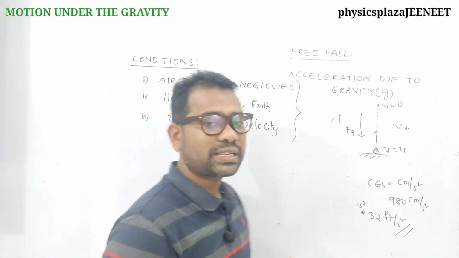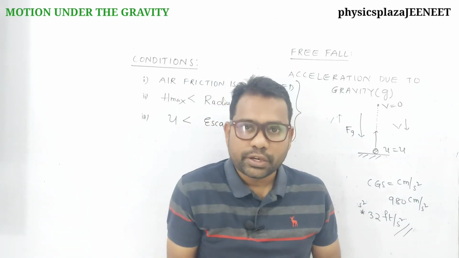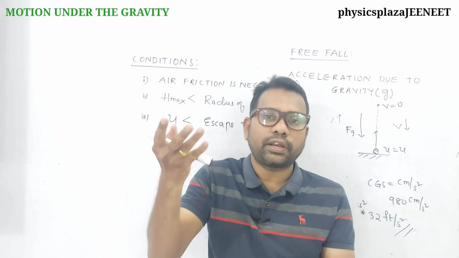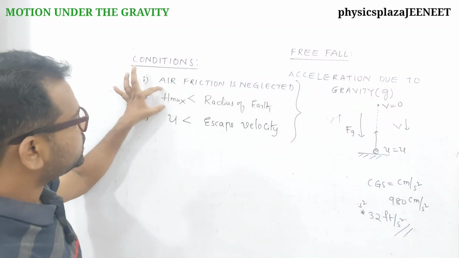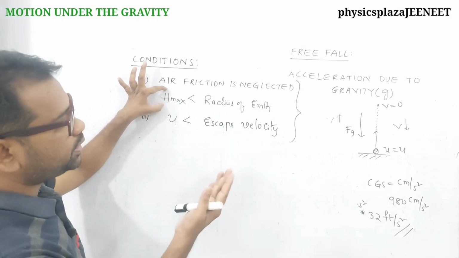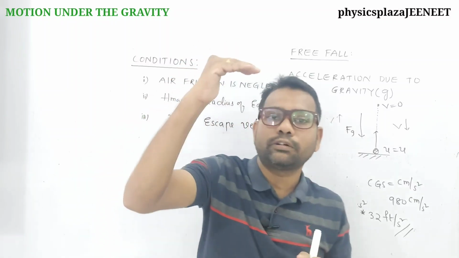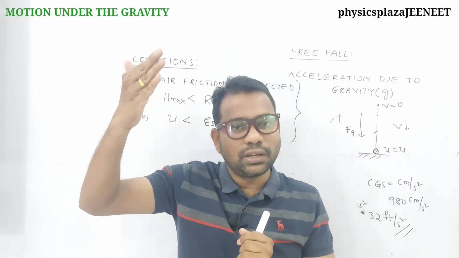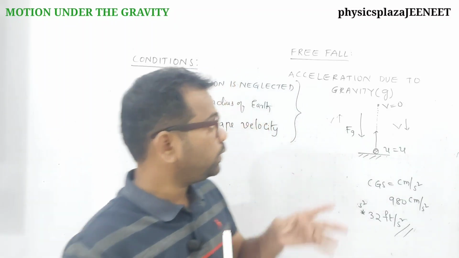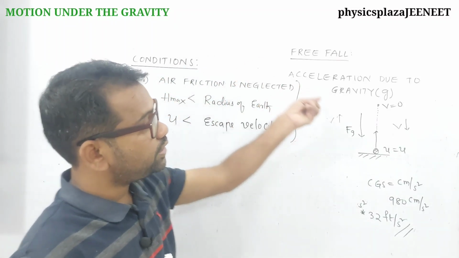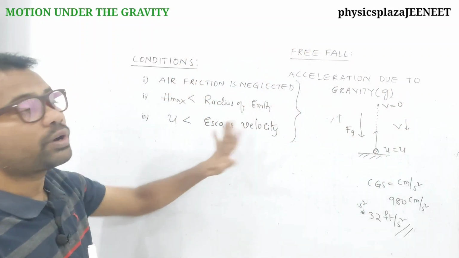What is the escape velocity, children? 11.2 km per second. So whenever I am throwing a body vertically upwards, make sure that it does not go beyond that value, not even near that. And why have we taken this second condition, that the maximum height reached by an object thrown vertically upward should be less than the radius of Earth? Because only up to a certain height does the g value remain constant. Beyond that, with altitude, the g value changes. So throughout our discussion, the g value must be constant. That is possible only when we consider these 3 points.